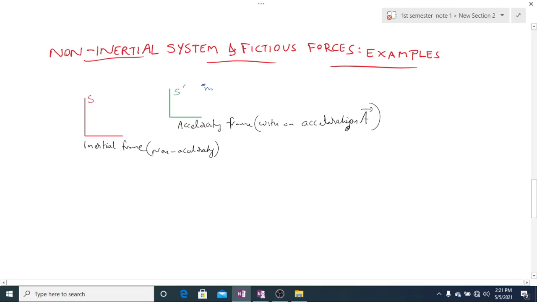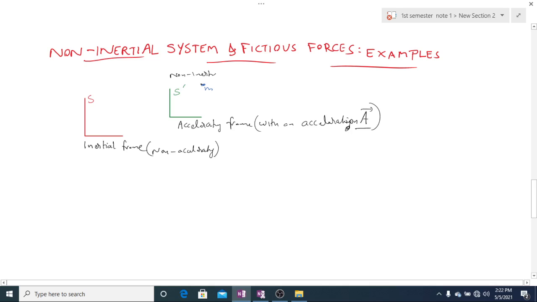Now we are going to visualize the pictures first. Let a mass m be here, and S prime is the coordinate system which is accelerating, that is, S prime is non-inertial. It has an acceleration A, capital A, and let the red colored coordinate system, marked as S, be the S coordinate system. Suppose this is at rest, or it is uniformly traveling, or it is non-accelerating.